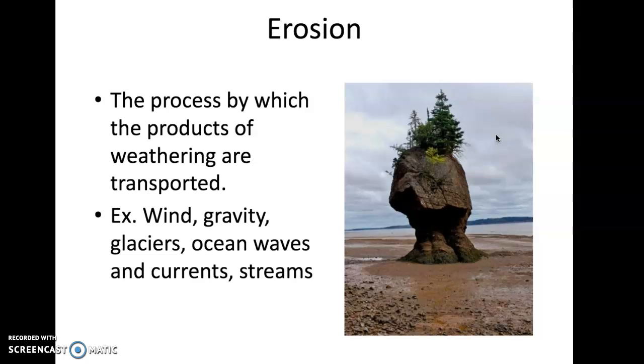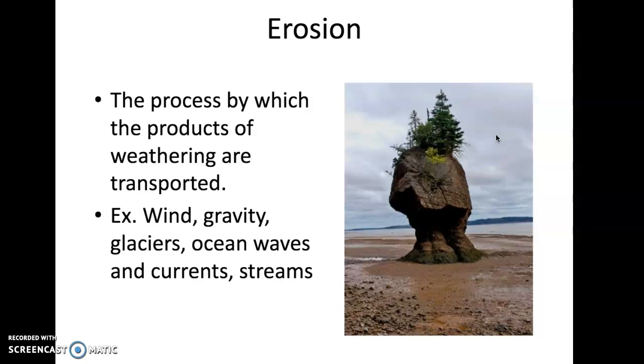Some examples of erosion causes are wind. The wind picks up sediments and moves them from place to place. Gravity. If a sediment is falling off the top of a cliff, gravity is moving that sediment. Glaciers. Glaciers are ice, and they can move sediment from one place to another. Ocean waves, currents, and streams. Any kind of water can also pick up sediments and transport them from one place to another. Again, this is transporting the products of weathering.